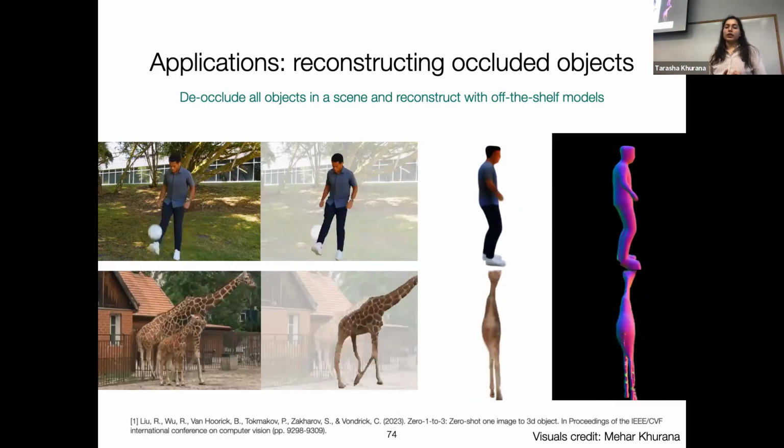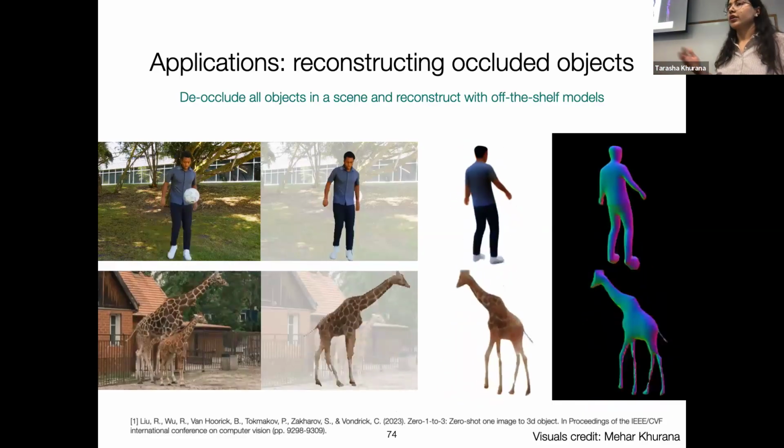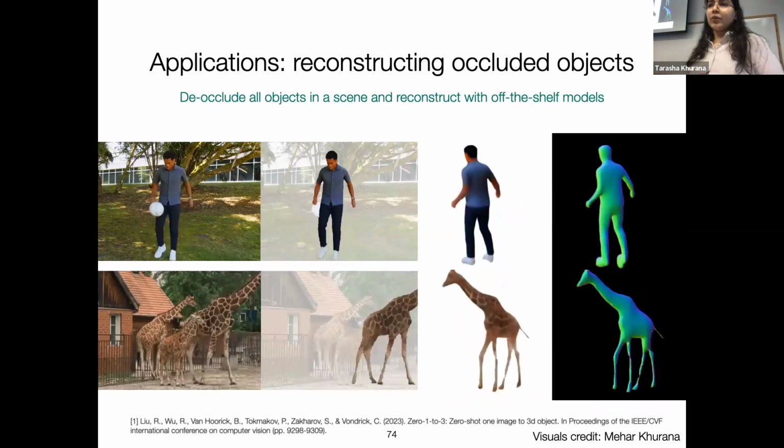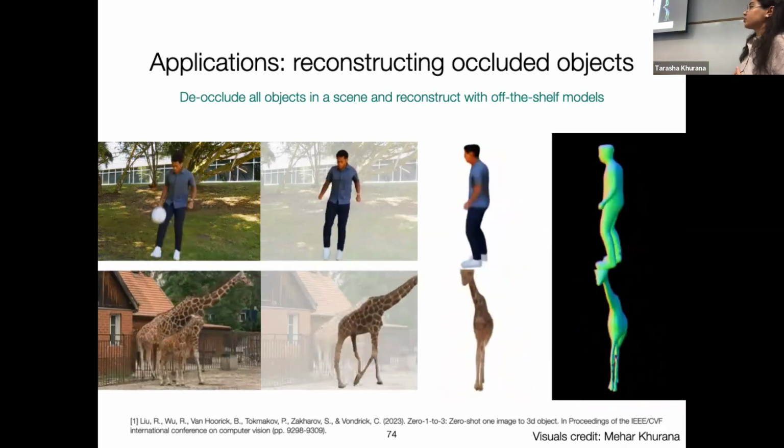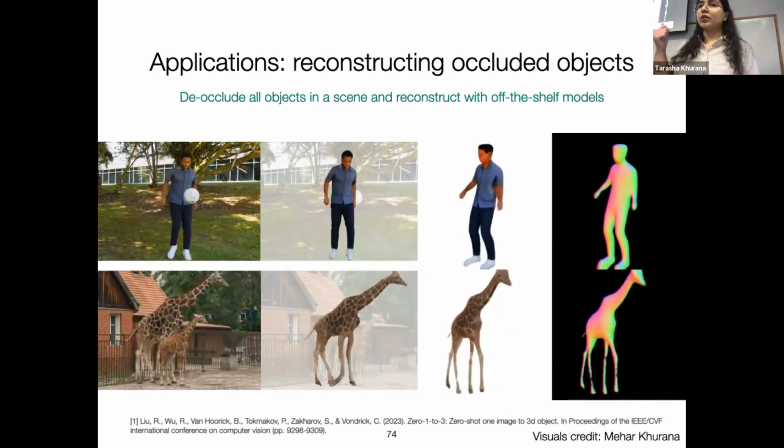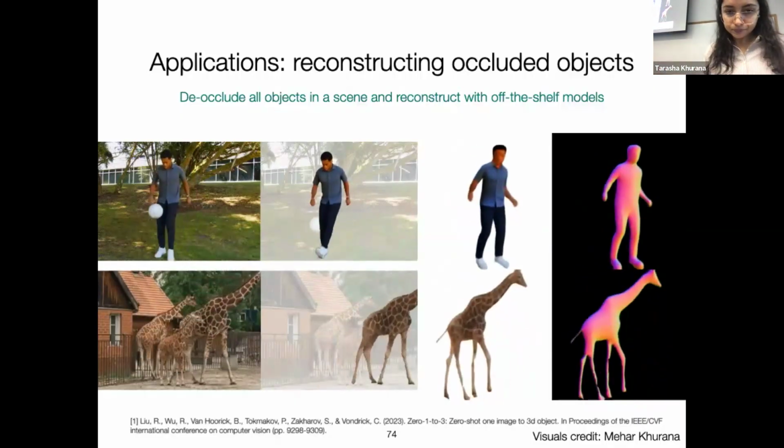Finally, with our method, you can now virtualize any occluded object in any video with some help from off-the-shelf reconstruction methods. So for example, I'm using Stable Zero123 here.